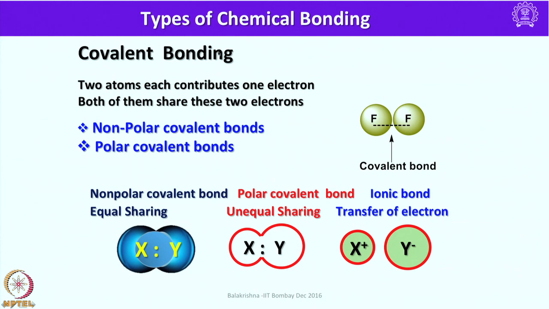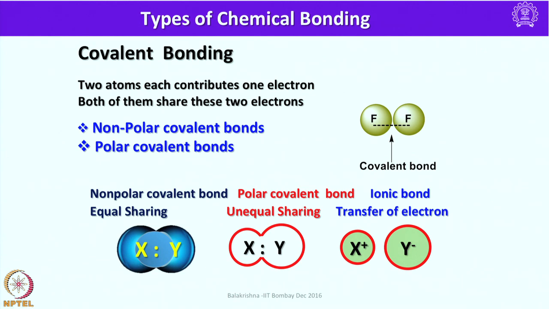Now, for covalent bonds I have shown, two atoms each contribute one electron, and both of them share these two electrons. For example, you can see covalent molecules such as F2. When we make a covalent bond we have polar covalent bonds as well as non-polar covalent bonds. If the electronegativity difference between the two atoms is minimum, or in the case of a homodiatomic molecule, it is essentially a non-polar covalent bond. When the electronegativity difference is larger, that results in a polar covalent bond, and if it is much larger, then that results in ionic bonding. So, those are the three categories of bonding I have shown here.